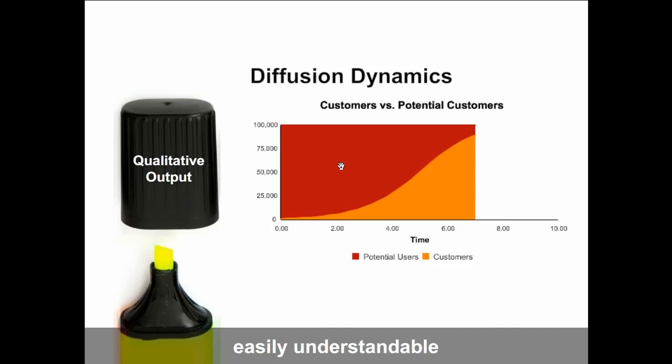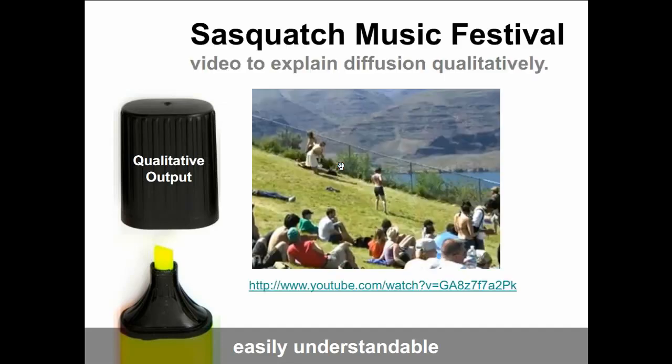But sometimes if you want to make that point more viscerally, you can do so by using other forms, other kind of qualitative forms. And I think an example of this is a video. And actually, I think this is a video that explains diffusion qualitatively. Now, I'm going to try something here that I've never tried before, and I'm not sure it's going to work, but we'll give it a shot.